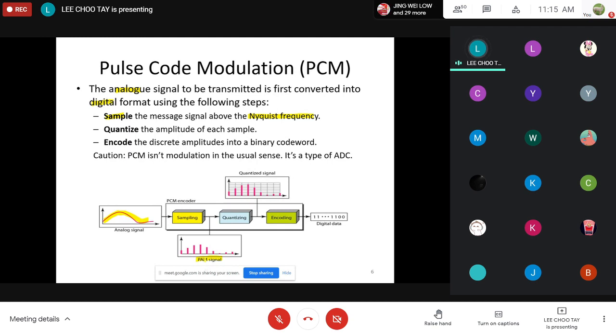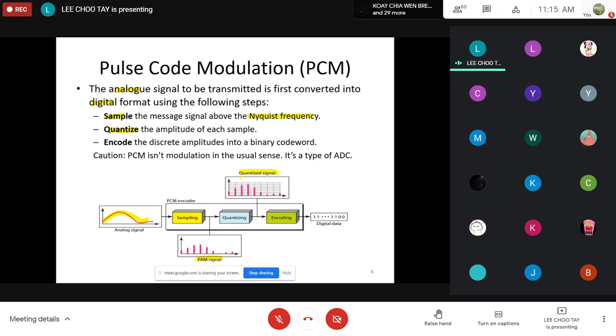We have to first quantize the signal. Quantize the signal meaning we limit the amplitude to a few discrete levels. All right, so that is the quantization process. The output of a quantization process will produce a set of quantized signals. This quantized signal will be discrete in time and also discrete in amplitude.